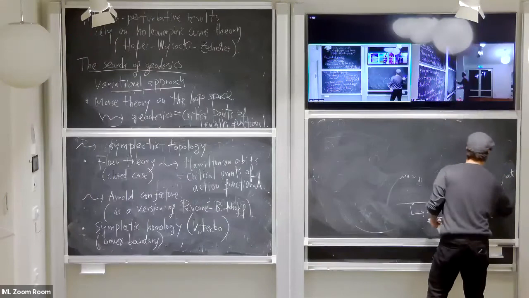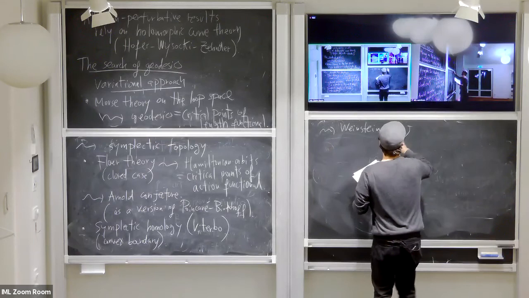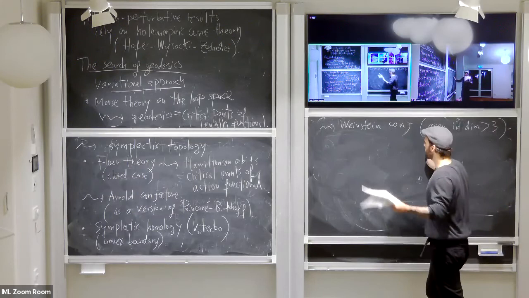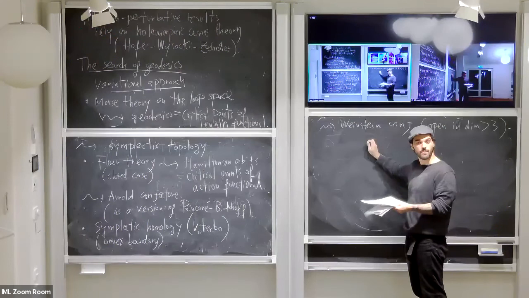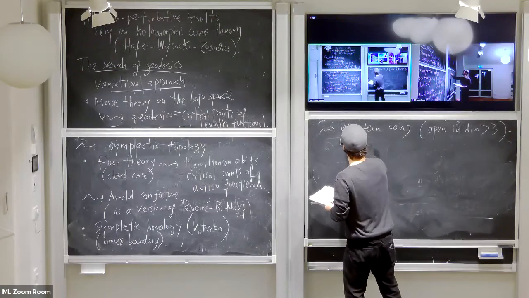Here we've got the Weinstein conjecture, which is an open problem in high dimensions. It is open in general, and was proved by Taubes in dimension 3, building on the work of many people. The Weinstein conjecture is also a statement about periodic orbits of some special class of dynamical systems, namely Reeb flows, which is a very large class of flows containing the geodesic flows as well.